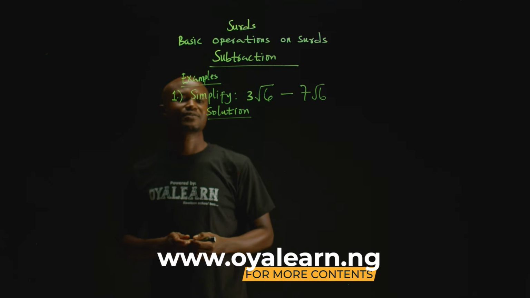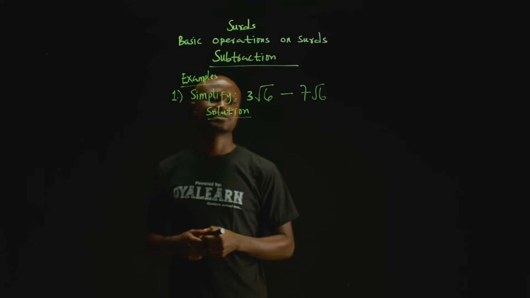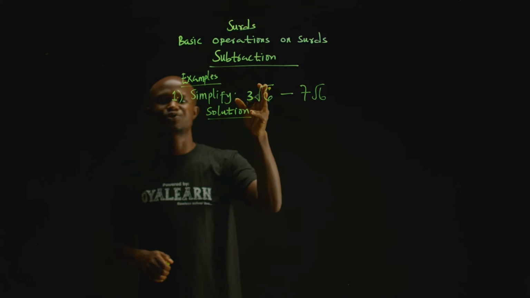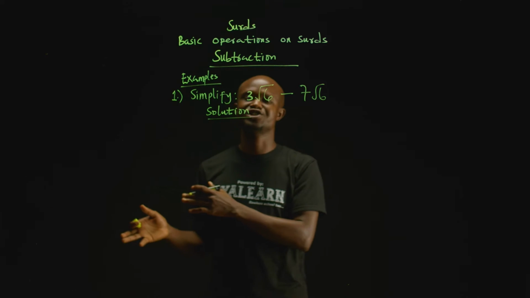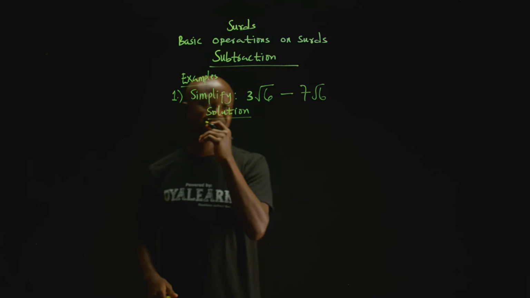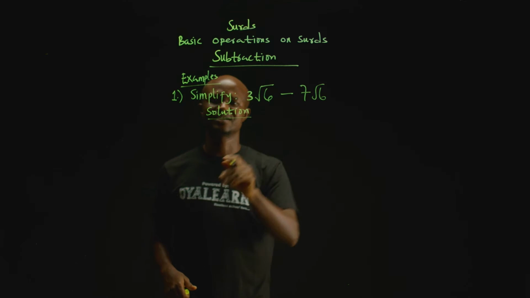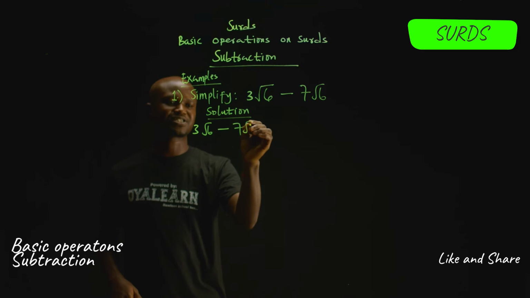Now we have 3 root 6 minus 7 root 6. It's still the same technique we used to carry out this operation for addition. It's the same operation we use for subtraction also. So in that case, we are going to use the same technique: 3 root 6 minus 7 root 6.